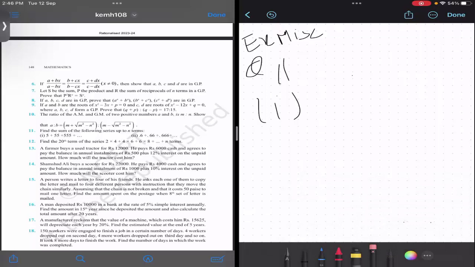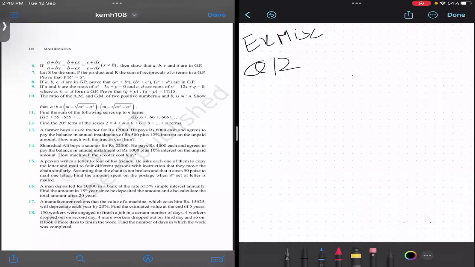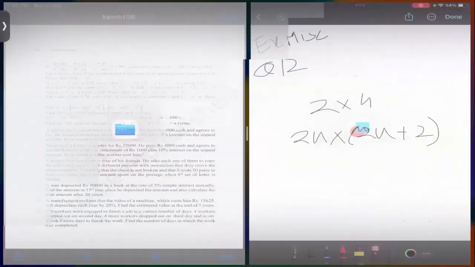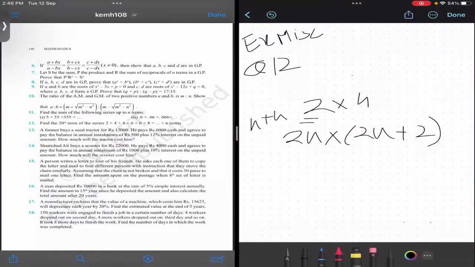Moving on to question number 12, we have been asked to find the 28th term of the series 2 into 4 plus 4 into 6 plus 6 into 8 up until n terms, right? So the first term of the series is 2 into 4, correct? Can this be written as 2n into 2n plus 2, right? Can I write the nth term of the series as this?